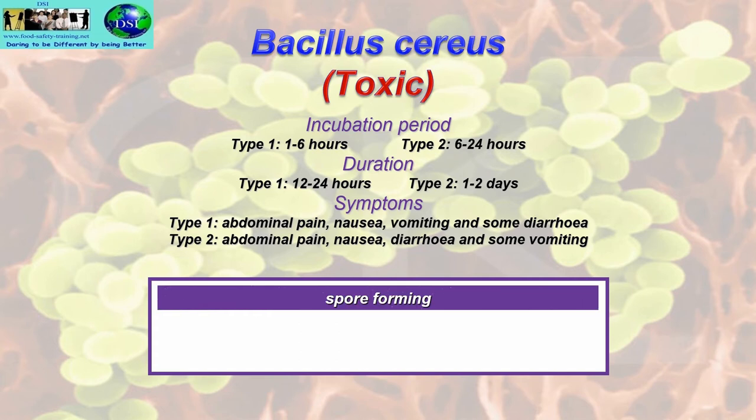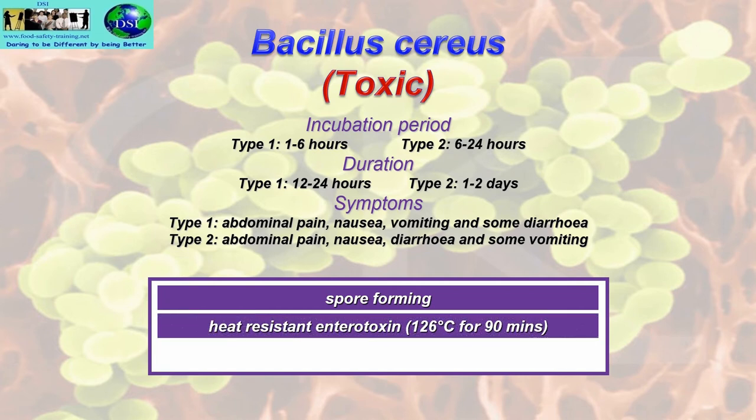It's a spore former. So as already mentioned, there are only two food safety bacterial families that produce spores. That's bacilli and clostridia. It produces a heat-resistant enterotoxin. Again, you can look this up, but it's a toxin that affects the gastrointestinal tract. If you wanted to destroy this toxin, you must heat the food to 126 degrees C for 90 minutes, which is nigh on impossible in an ordinary kitchen. Even you'd find that difficult in an autoclave.